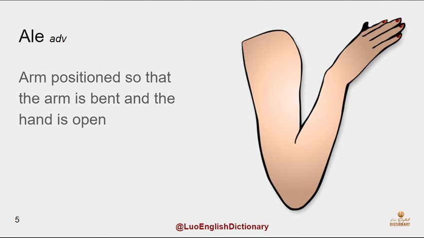And our last word of the day is ale. Ale. So ale is a position of the arm so that the arm is bent and the hands are open and the thumb is facing up. That is called ale. Ale.